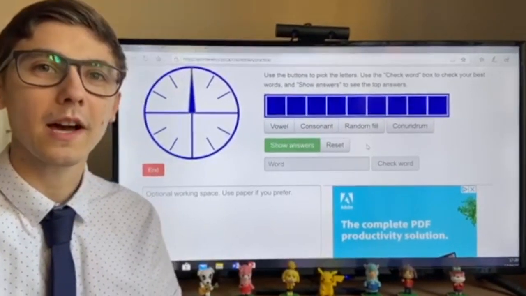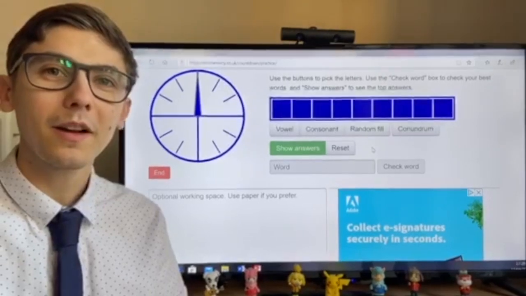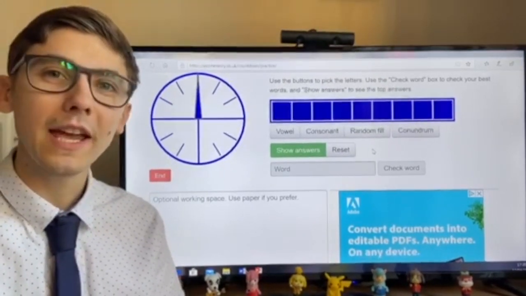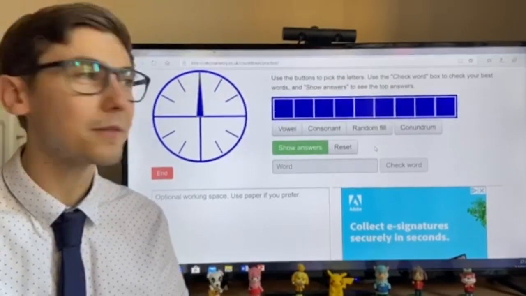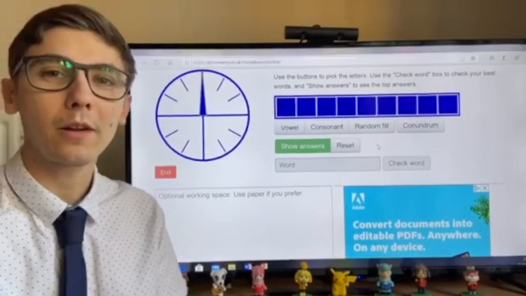So now they're in a new term, I'm going to set a new starter game. This is a countdown game. I don't know if you're familiar with it or not, but the aim of the game is you're going to get given a mixture of consonants and vowels in these blue boxes here, and then you have 30 seconds to try and make the longest word you can.